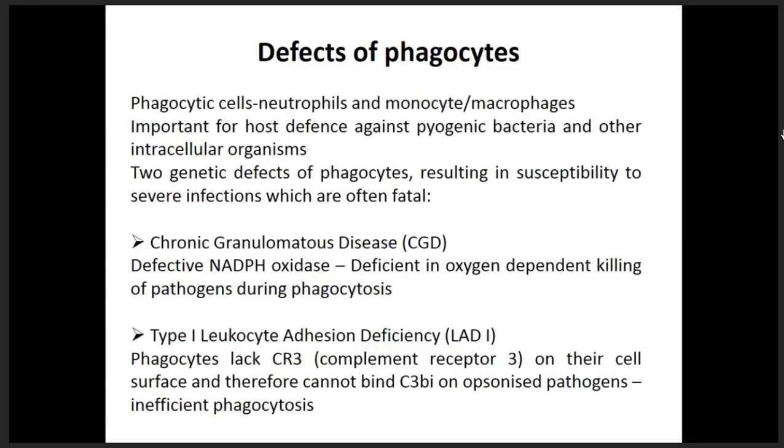The other aspect is you can have type 1 leukocyte adhesion deficiency, LAD1. And in this case, the phagocytes lack complement receptor 3 on their cell surface and therefore find it difficult to bind to C3bi on opsonized pathogens, and therefore the pathogen won't be recognized and taken up into the cell. There are 2 examples. Using your reading outside the topic, you should try and find other examples where you have genetic defects in phagocytes.